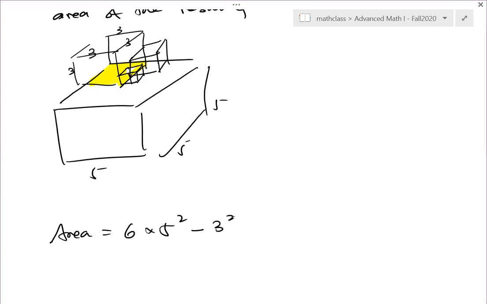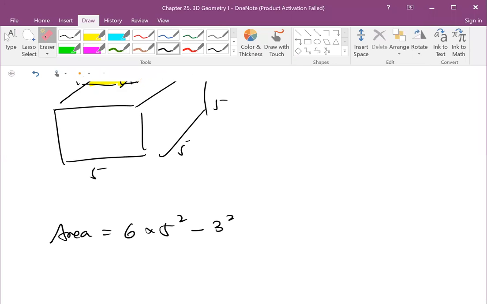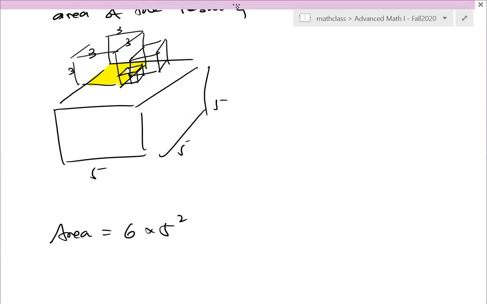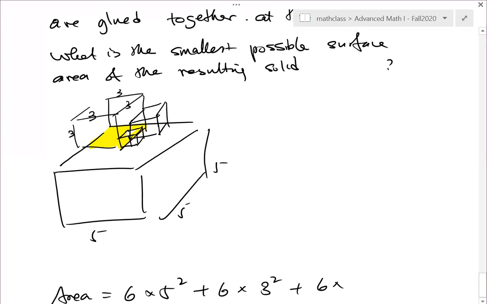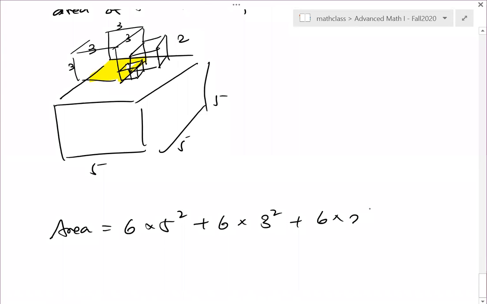What I'm trying to do is find all the faces, supposing they're not glued together, then delete the common part. Okay, how about like this? Very much easier to understand. The larger cube, that's the surface, supposing they're not glued together: 6 times 5 squared, 6 times 3 squared, and 6 times, the other one is edge 2, 2 squared, plus 6 times 1 squared.